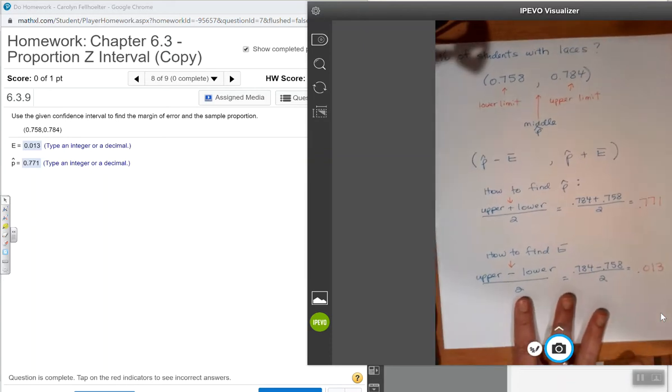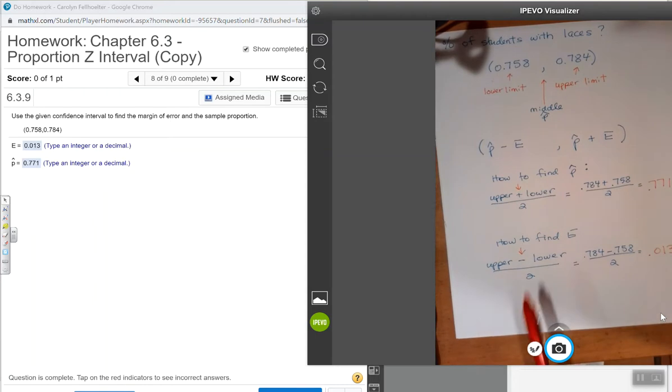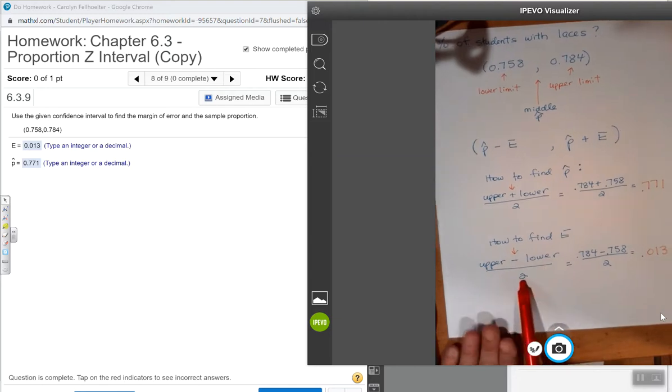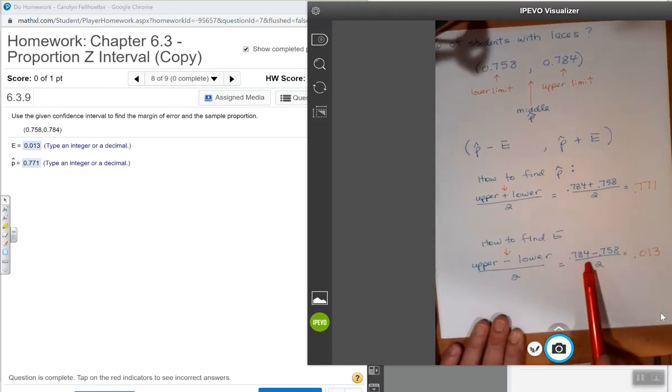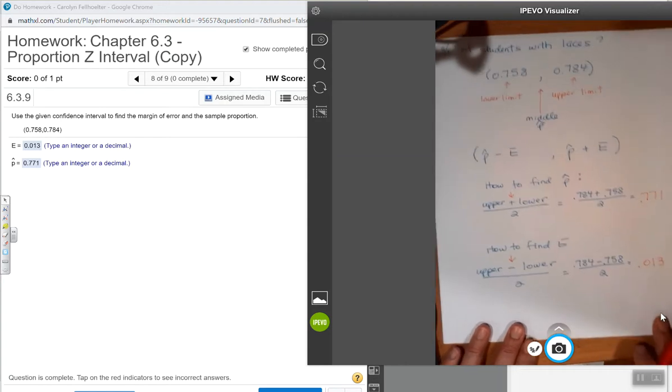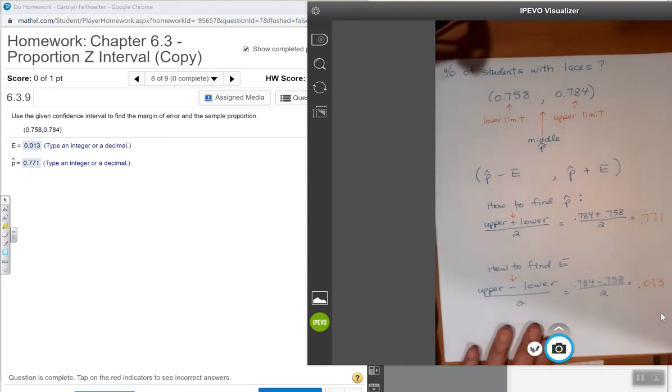All right. The margin of error, a way we can find that is to take the upper limit minus the lower limit and divide that in half. And so if we do that, this is our upper minus the lower limit divided by 2. That's 0.013. So let's just go back and check that, make sure everything works out. Make sure we got the right answer.